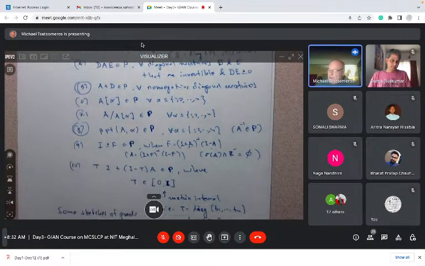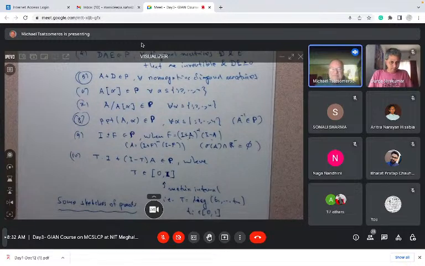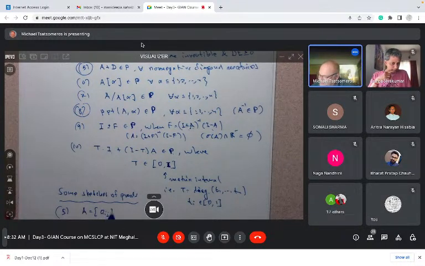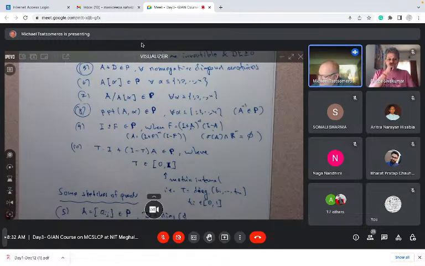Okay, so let's look at A plus D. Why, when we add a diagonal matrix with non-negative diagonal entries, does it remain a P matrix? So let's look at 5. I'm going to take A with entries little aij, and it's a P matrix. And I'm going to take D, which is a diagonal matrix with diagonal entries D1, D2, down to Dn.